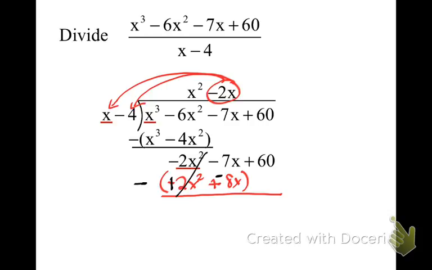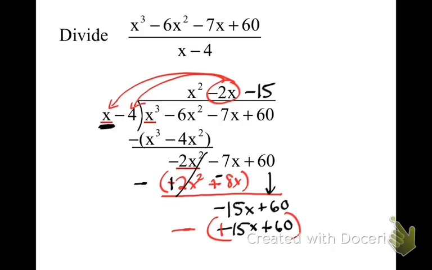So now these two cancel, and here I'm left with negative 15x, and I bring down my last term. What am I multiplying x by to get that negative 15x? Negative 15. Negative 15 times x is negative 15x. Negative 15 times negative 4 is positive 60. But we must subtract the whole darn thing. So I am finally left with a 0. So the solution is x squared minus 2x minus 15.